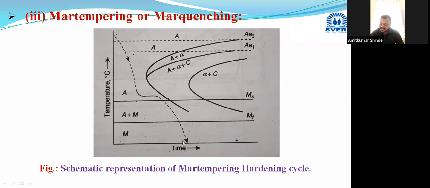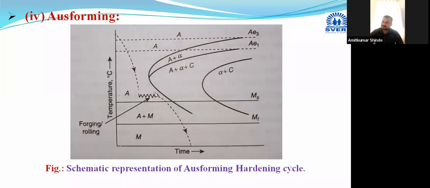Then next is ausforming. Okay, this is the ausforming hardening cycle I have shown in this diagram. Here again, the first two stages: heating in the austenitic region, and holding in that austenitic region for a definite period of time to get equalization of temperature and homogeneous austenite. These two stages will be the same: heating cycle, holding time or soaking time. Then we are doing the cooling.